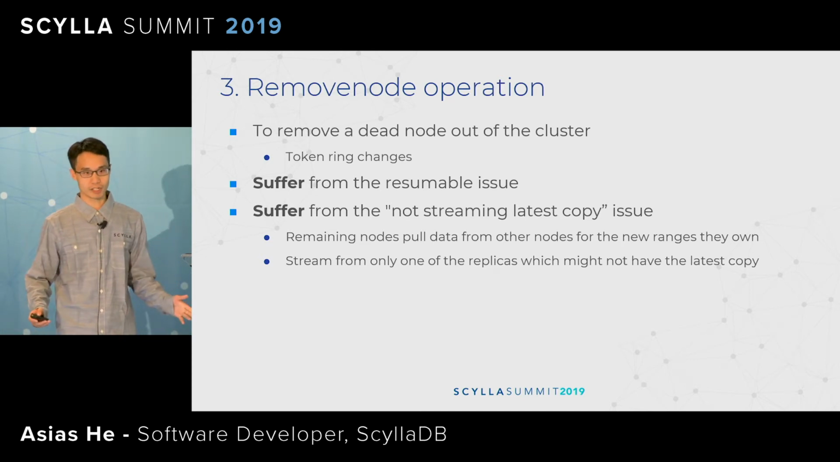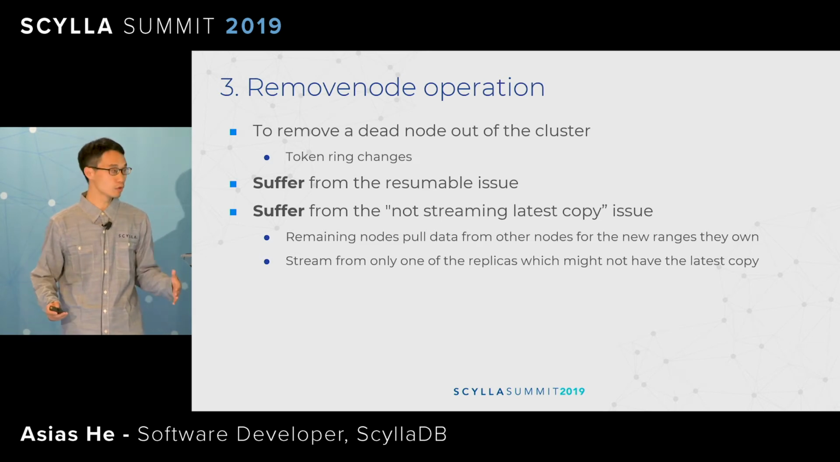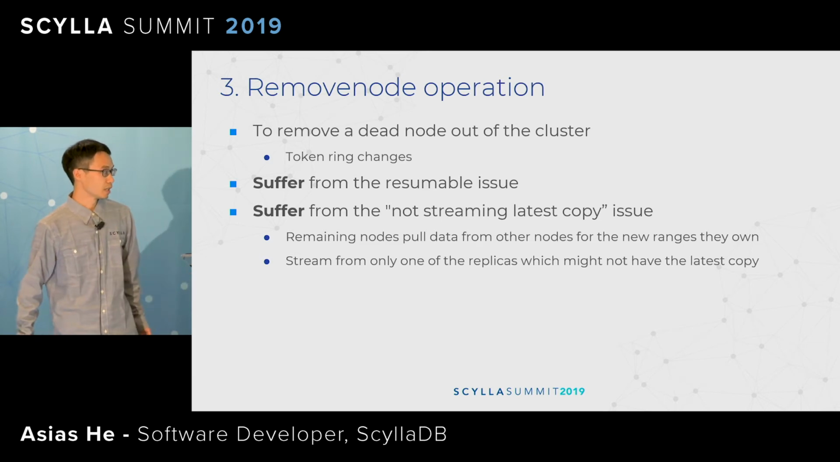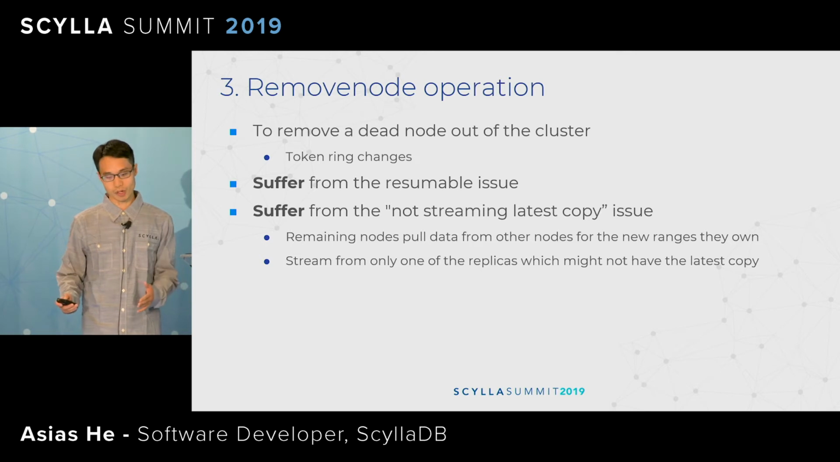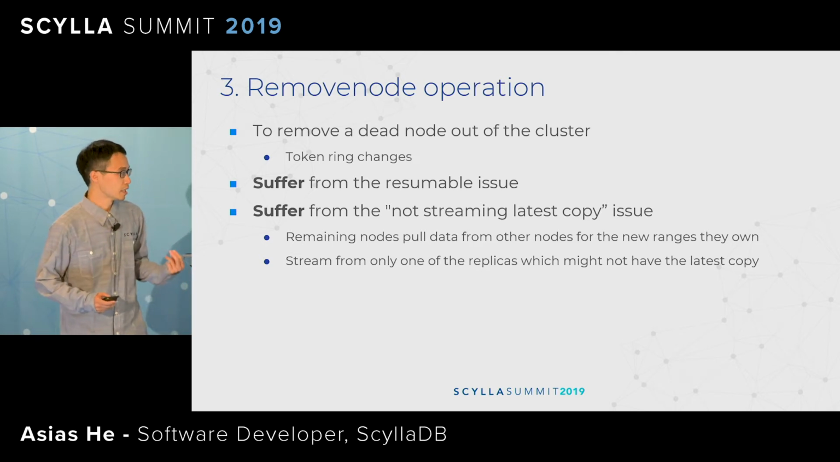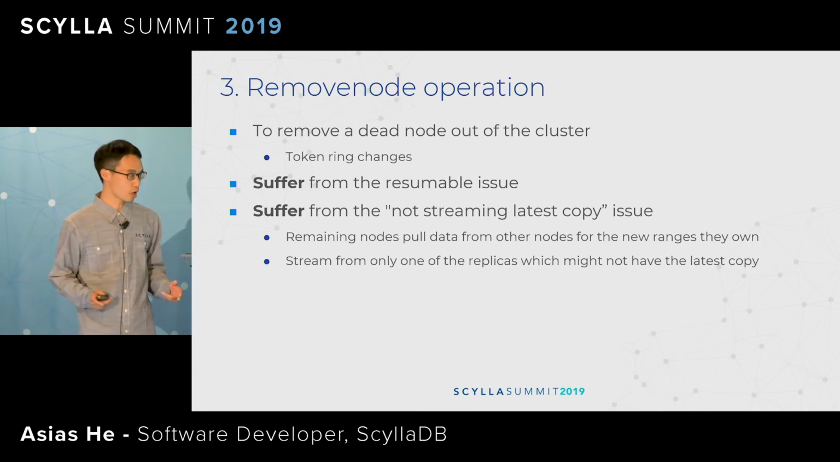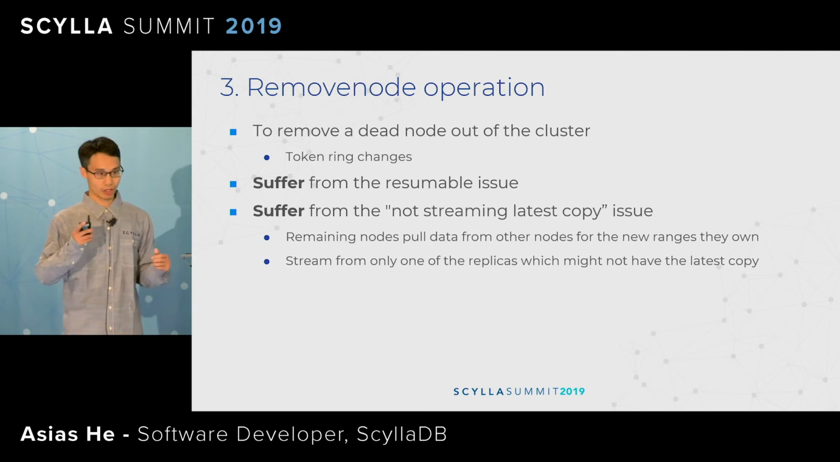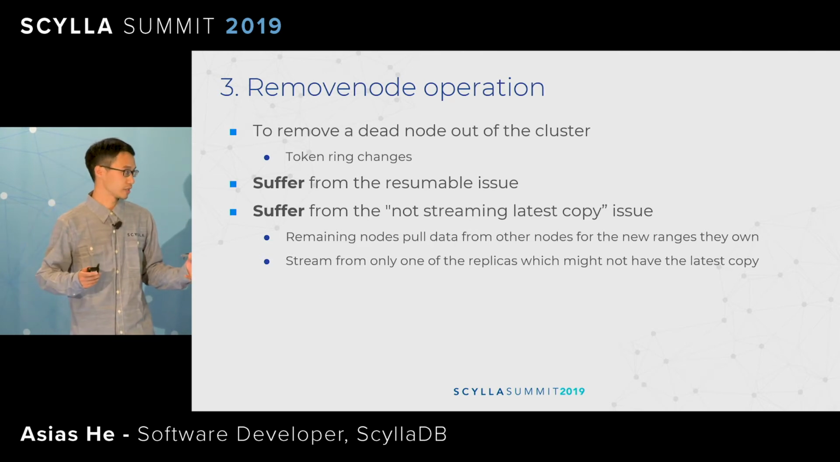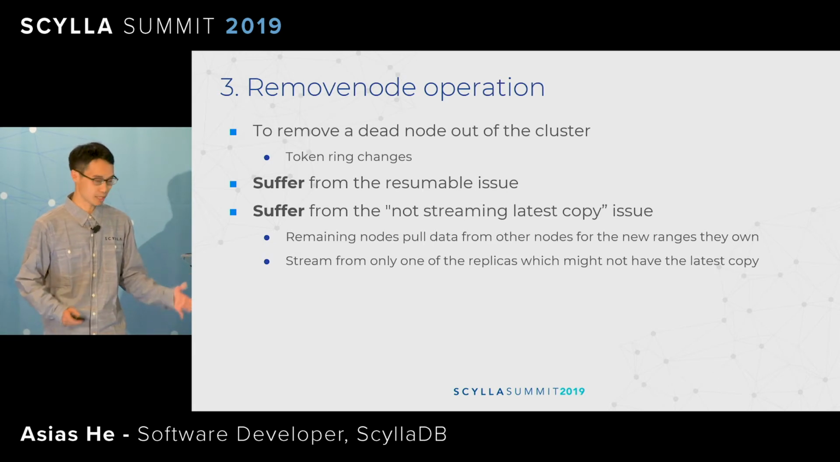The third one, remove node operation. When you have a node that is dead, you want to remove it, you use the remove node operation. It suffers from both problems. That is because the remaining nodes will pull data from the other nodes that own the new ranges, and it streams only from one of the replicas.